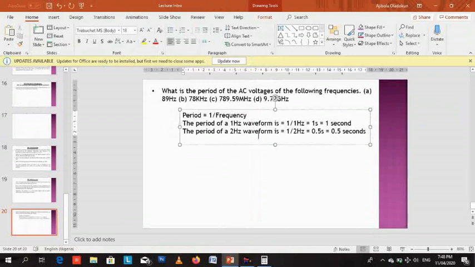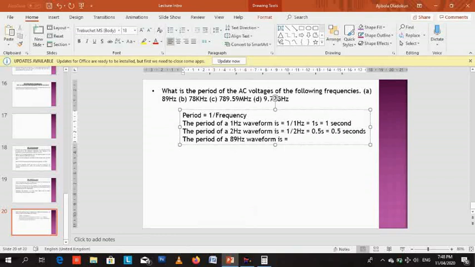So what this means is that for a 2 hertz frequency waveform or an AC signal of 2 hertz, it takes 0.5 seconds for that signal to have a complete cycle. So 1 complete cycle of a 2 hertz signal forms after 0.5 seconds. Once 0.5 seconds elapses, that signal must have had 1 complete cycle.